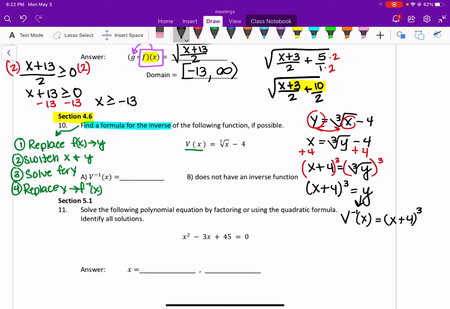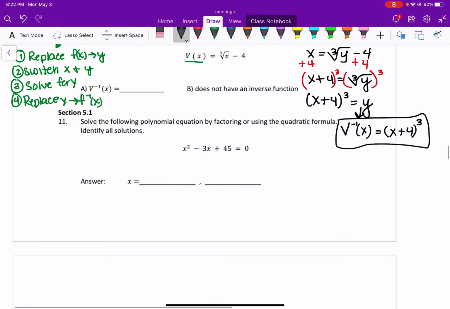And guys, when you're doing this particular problem, you do not need to FOIL out the x plus 4 cubed. You can just leave it in that format. I think when you look at the answer key on here, it'll show it all multiplied out, but you don't necessarily have to do that unless you just really want to.